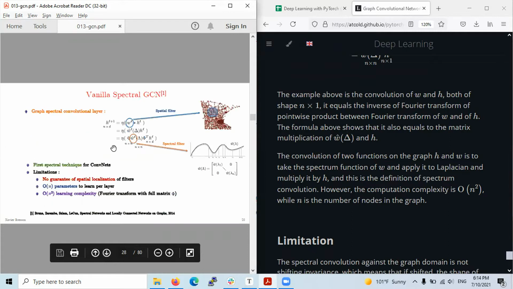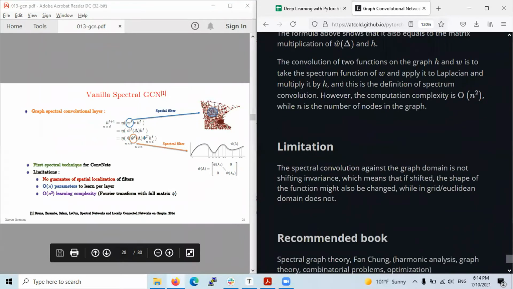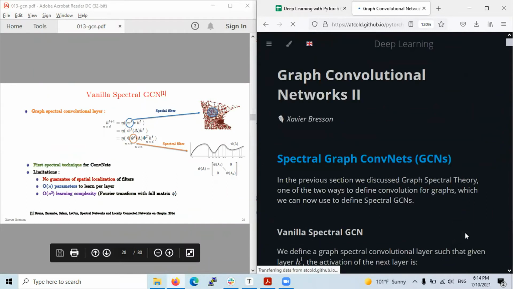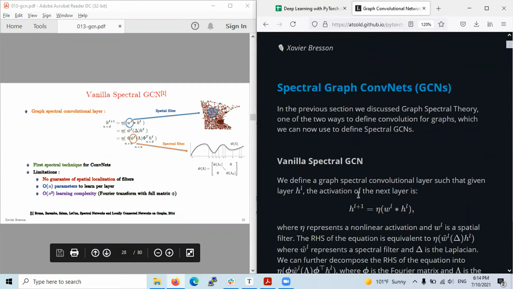Okay, so the first graph convolution network we are seeing is this one, which he refers to as the vanilla GCN. Later on, we also see another vanilla GCN based on the spatial convolution. But now here we are discussing the spectral convolution.